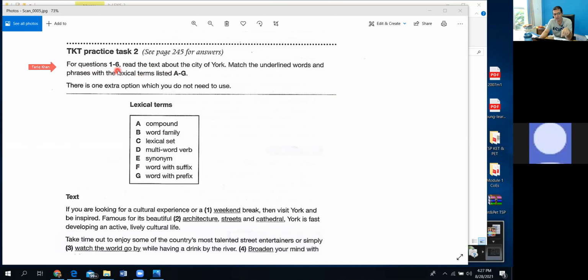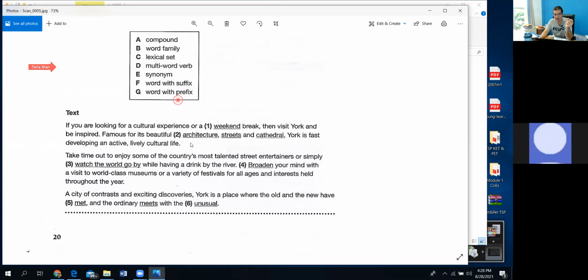For questions 1 to 6, read the text about the city of York, and match the underlined words and phrases with the lexical terms listed A to G. There is one extra option which you do not need to use. The rest of the options you have to match. Here you see the underlined words, and what it is called.